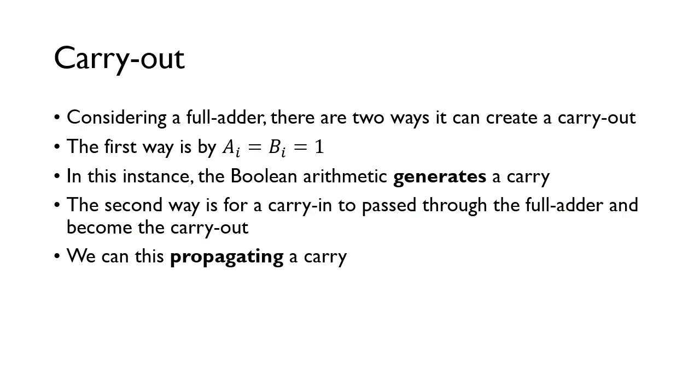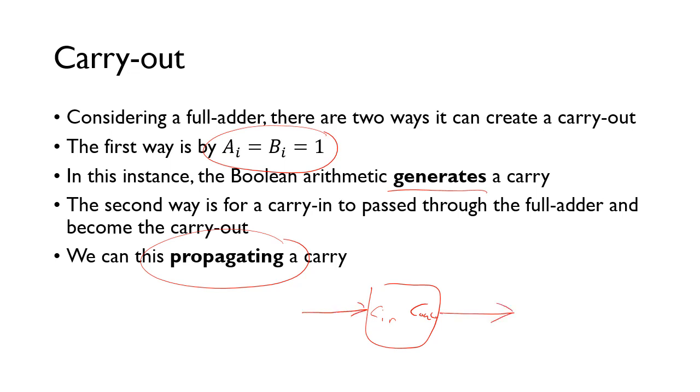So we'll consider now how we actually create a carry out. For a full adder, there are two ways we create a carry out. The first way is when A and B are both 1. We know in Boolean arithmetic, 1 and 1 gives you 0, carry 1. So in that case it generates a carry. Another way we can get a carry out with a full adder is if there's an input carry to the full adder, and that just passes through the full adder to become the carry out. We call this propagating a carry. So we've got our full adder, with a C in and a C out. If we get an input carry and it just passes onto the output carry, we're just propagating it, passing through this carry. So those are the two ways we can generate a carry.